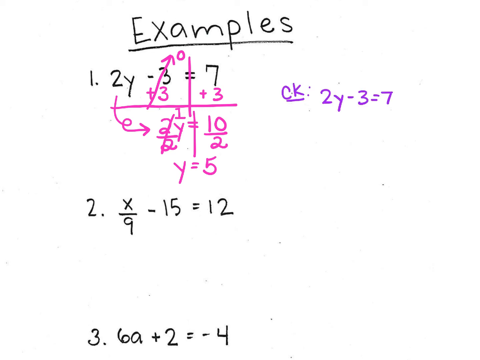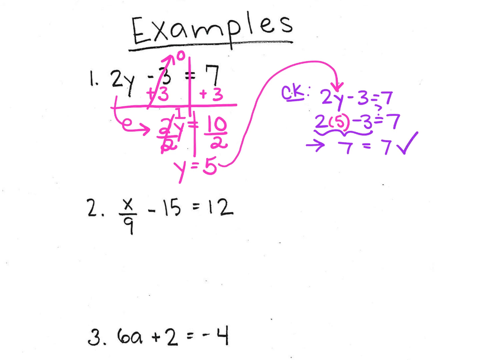We need to check our answer to make sure that it is correct. Now we think y is equal to 5, so after we rewrite the original equation that is given to us, we are going to substitute 5 in for y. And the question is, does 2 times 5 minus 3 equal 7? Practice plugging this into your calculator to get 7 on the left equals 7 on the right, and it checks.